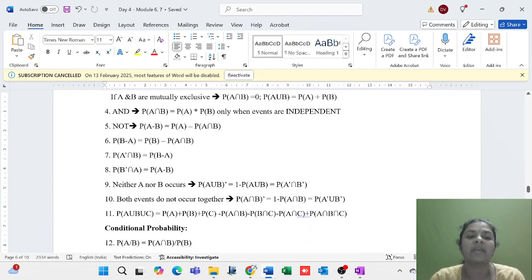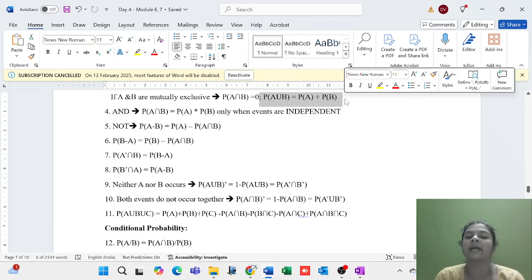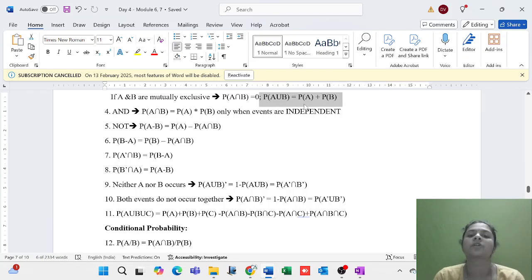Next, if they have given A and B are mutually exclusive, which means A intersection B will be 0. Therefore, the intersection term in the A union B formula will not appear. So the formula will be P of A union B is equal to P of A plus P of B. So remember, whenever you are doing a union question, you have to check for two things. First, whether the events are exhaustive. Exhaustive means union is equal to 1. Second, whether the events are mutually exclusive. Mutually exclusive means intersection is equal to 0.